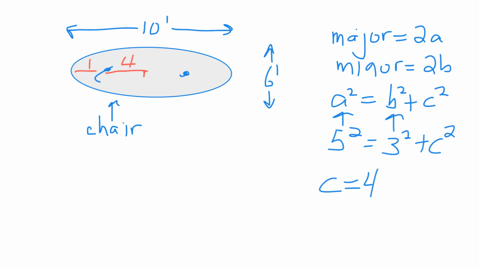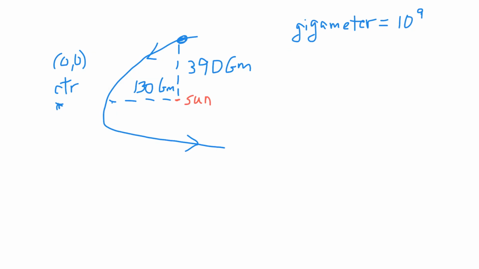An application question for hyperbolas. So here's a comet that is slinging around the sun into and out of our solar system.